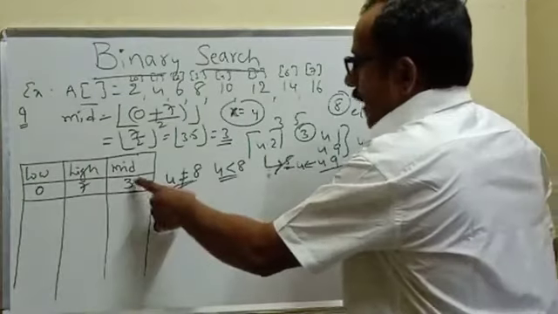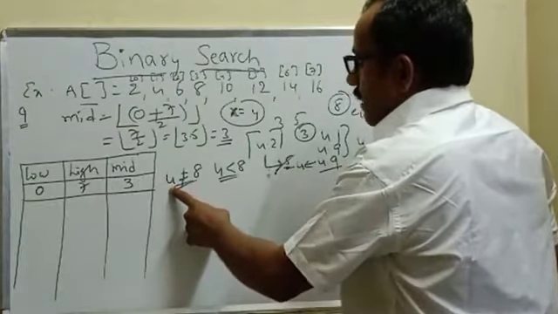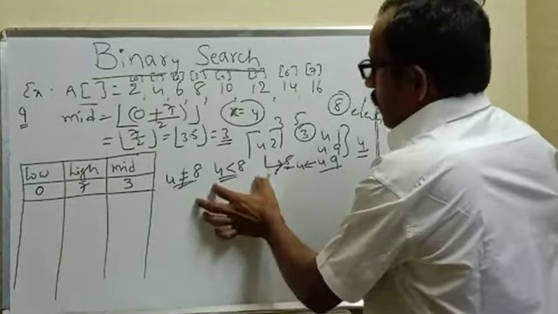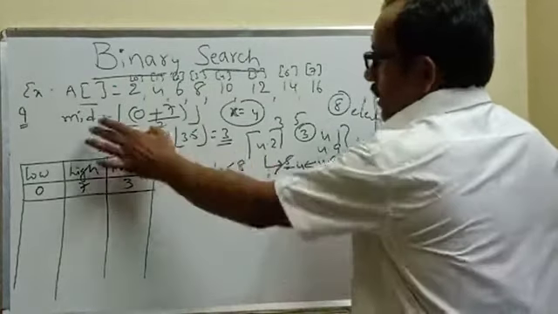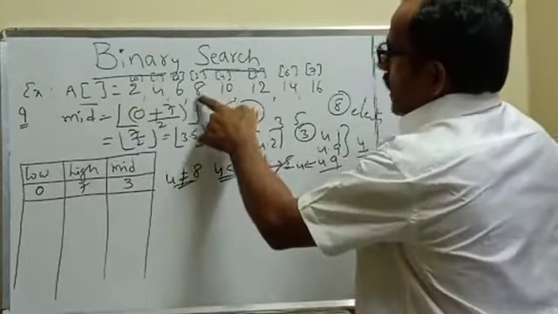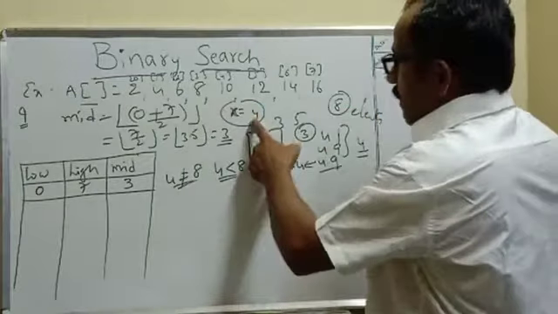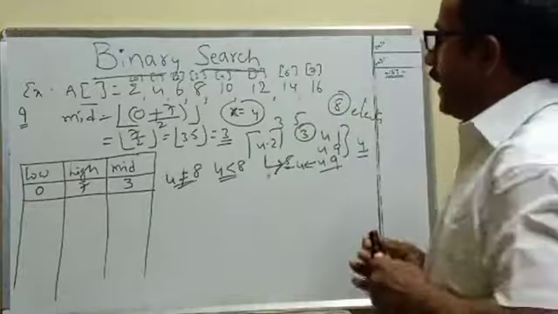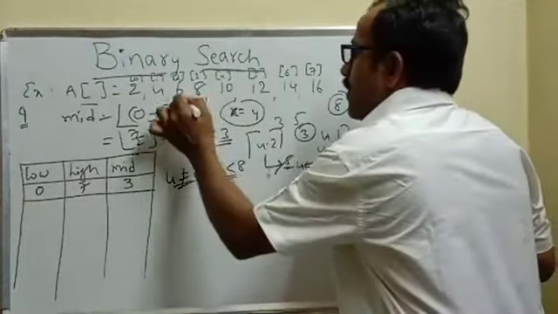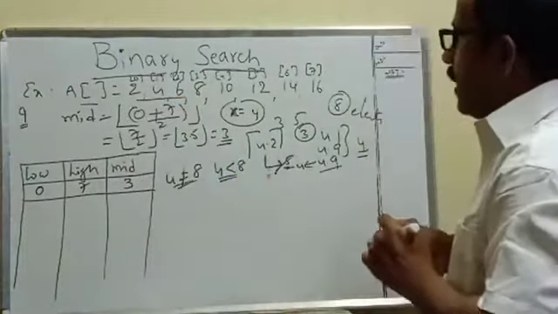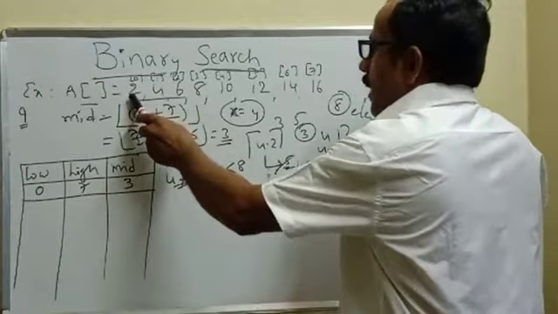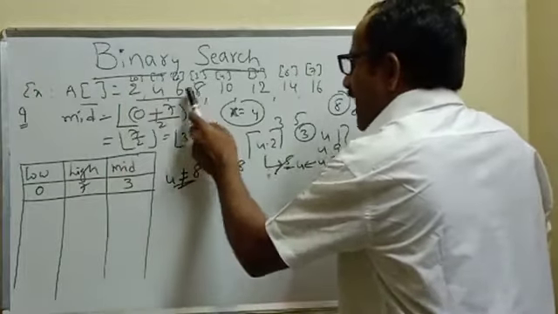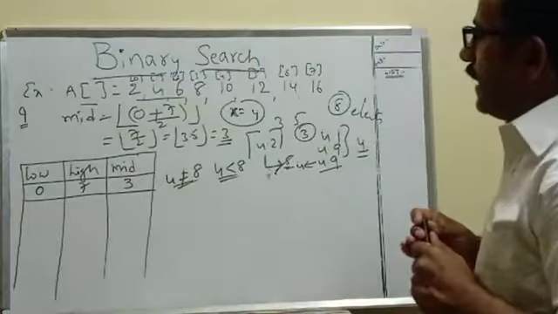So after comparing the mid location element with the searching element, we got this relationship, because the searching element x is equal to 4 and the mid location number element is 8. So the searching element is less than 8. I have already given 3 possibilities. If it is less than 8, then search the left side portion of mid. For the left side portion, low is low only, but high is 1 less than this location number.